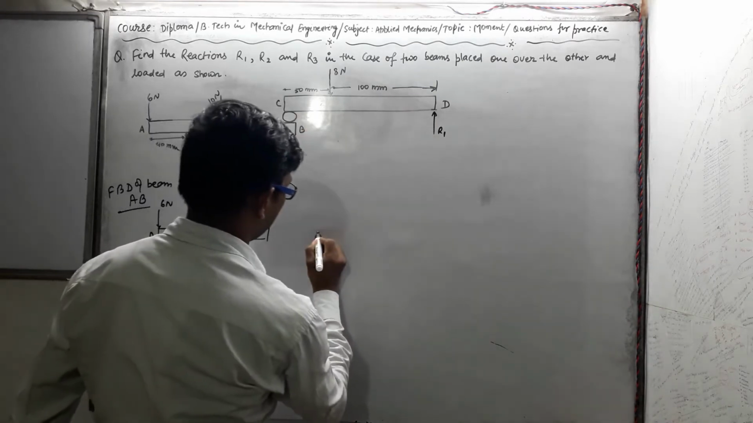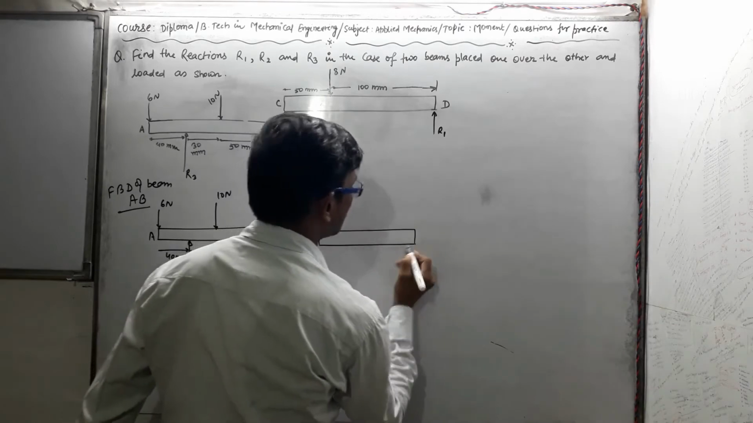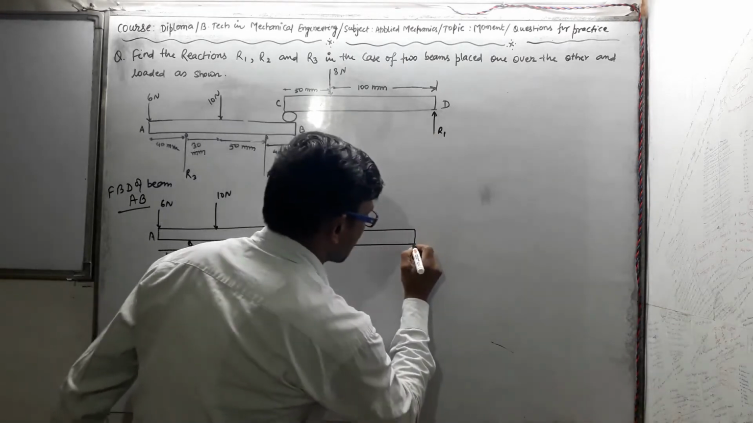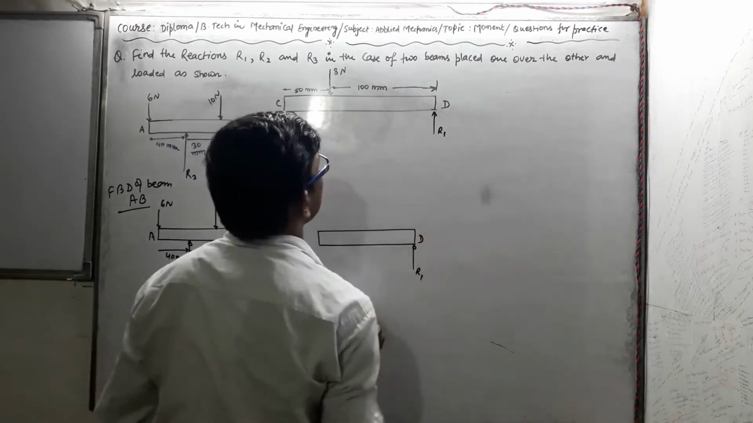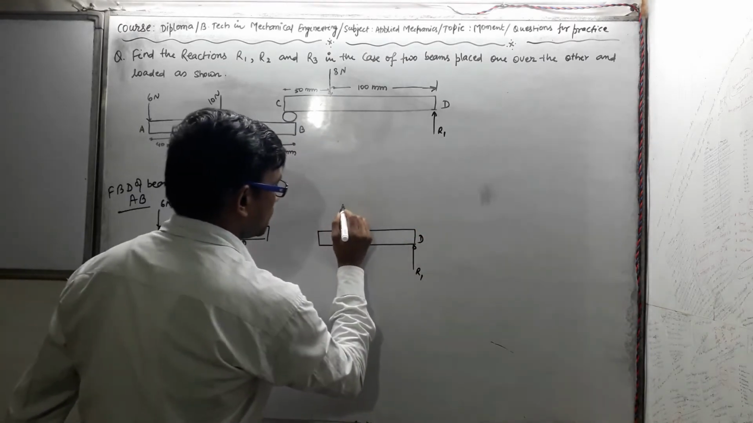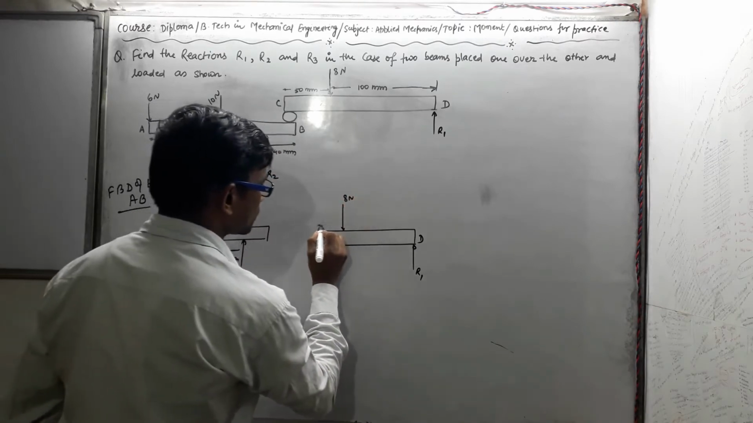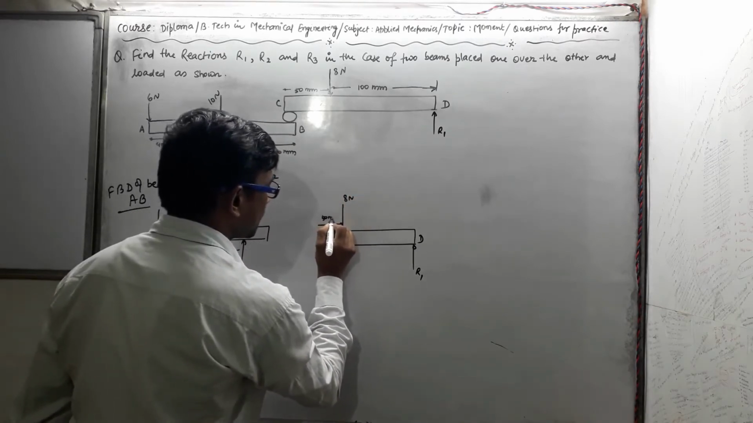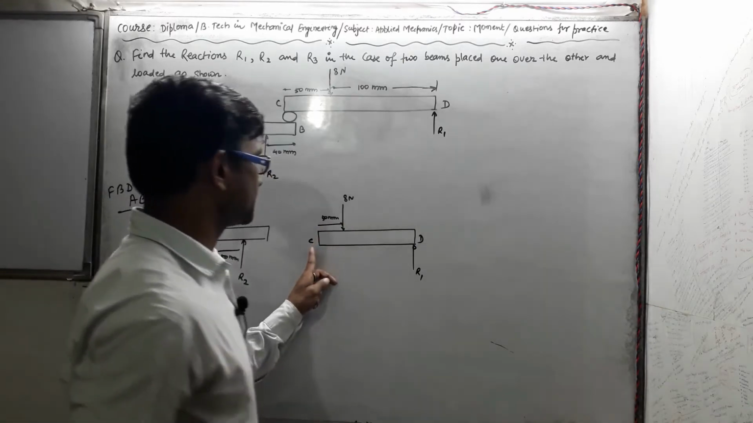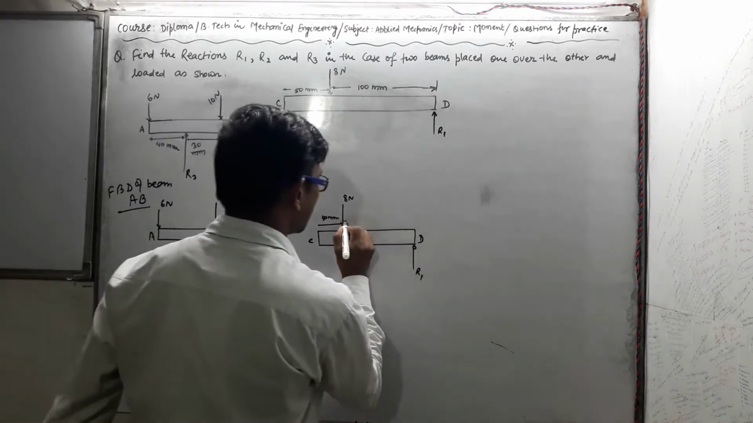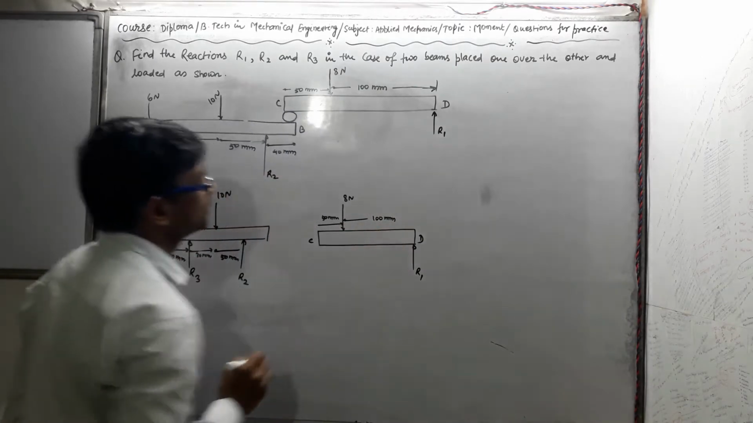And for the beam CD, reaction force R1 is acting at the rightmost end at point D, and the 8 Newton force is acting at a distance of 50 mm from the leftmost end of this beam CD. So the remaining length is 100 mm here.